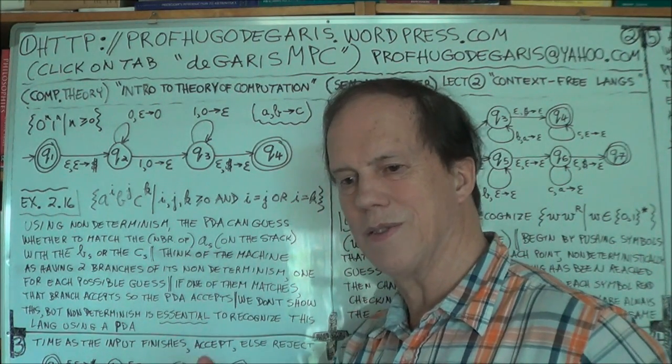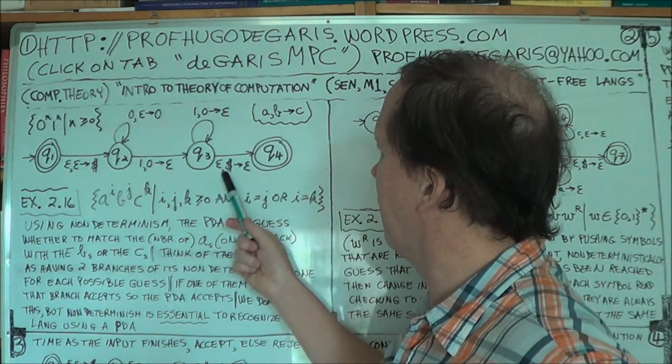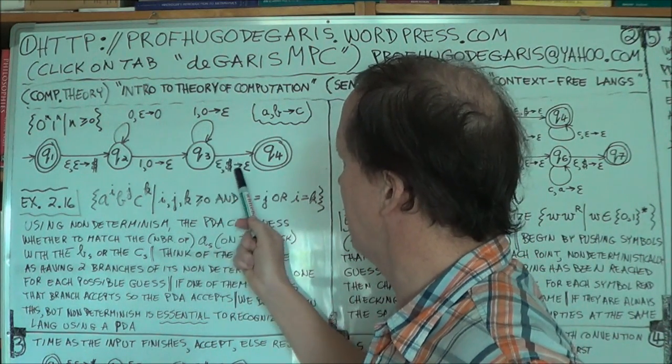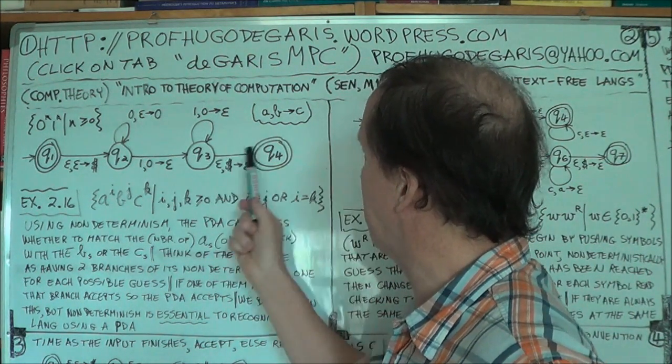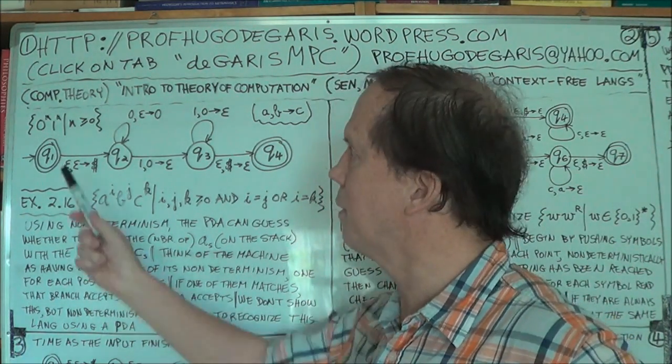So it just leaves the stack totally empty. But we make the transition because we matched here, right? And so we're now in Q4. That's an accept state. So accept.